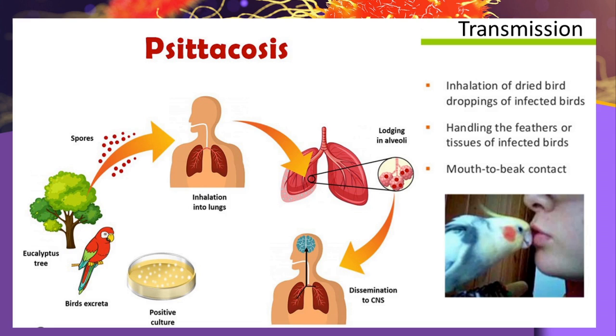Droppings of the infected birds will have the bacterial spores, and if a person happens to inhale the dried bird droppings, or if he is handling the feathers or tissues of infected birds, and if he is having mouth to beak contact, all these can result in the transmission of psittacosis. The bacterial spores are inhaled into the lungs, and in the alveoli these bacterial spores are lodged, and there they replicate, and they are then transmitted to the brain or the central nervous system, and they cause various disease conditions.